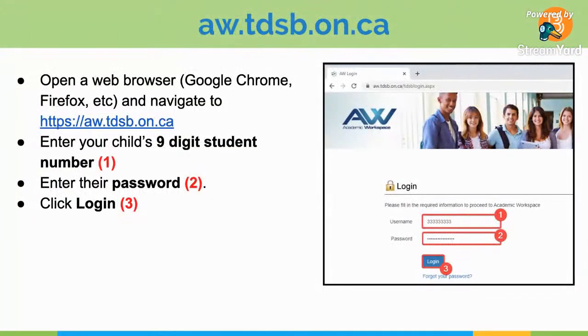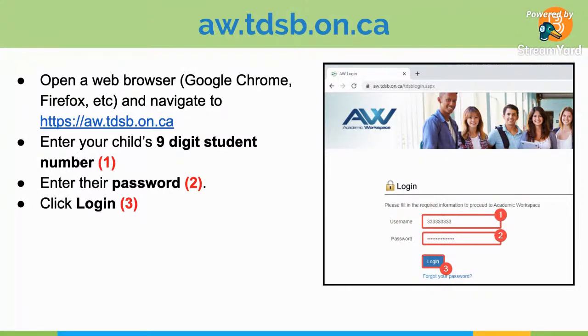So in terms of using the academic workspace route, what we would do is go to the link you see there in blue, aw.tdsb.on.ca, and that's from any internet connected device anywhere in the world. You don't have to be at school, certainly, or within Toronto or that sort of thing. It's globally available. And then you're going to need a couple of pieces of information to complete the login.